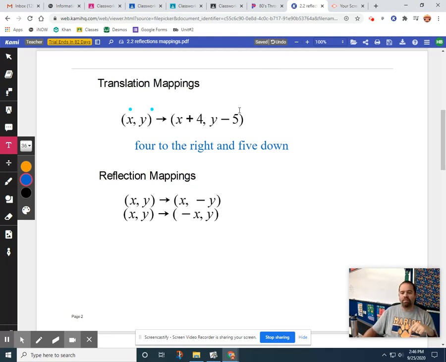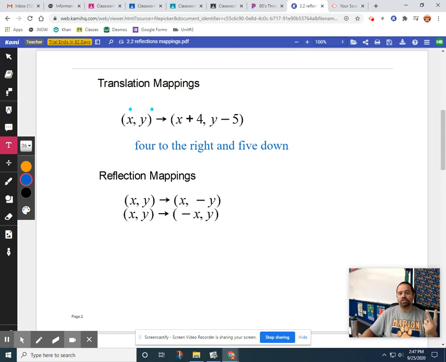The reflection mappings are kind of a double-edged sword. There's only 2 of them, ever. There's only 2 reflection mappings that you're ever going to see. They're not as infinitely possible as the translation mappings because it has nothing to do with how many units the figure moves. It has more to do with where the original point is at and where the new point is at in relationship to that.